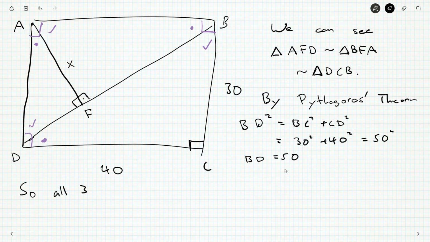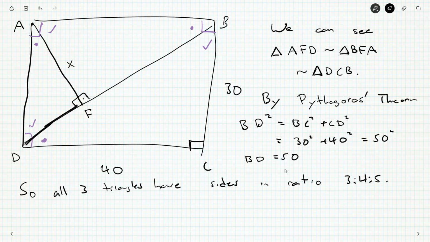So all three triangles have sides in the ratio 3, 4, 5. Okay, how does that help us figure out the x? Well, I think there's a couple things we could do. We could say that if this length here is 3t, then x has got to be 4t. But then we divide that by 3 and multiply it by 4, and we'll get BF, and we could add those up and get 50 and get t from there. That's certainly one thing to do.